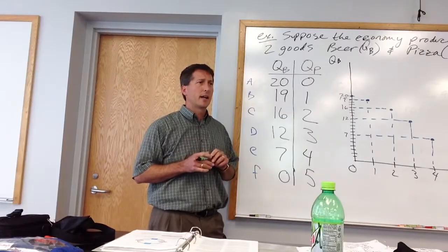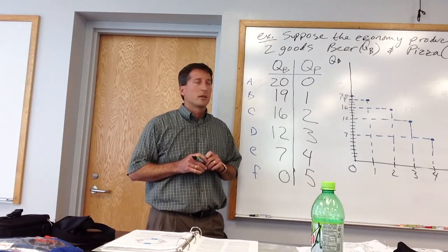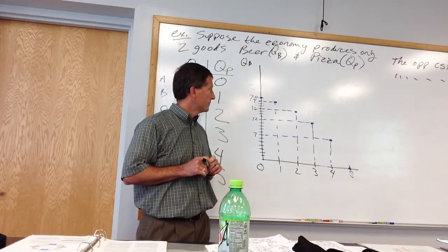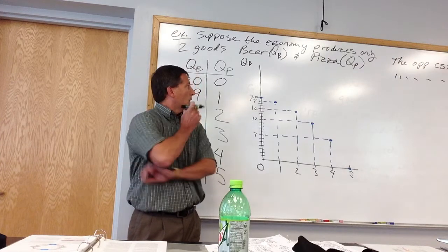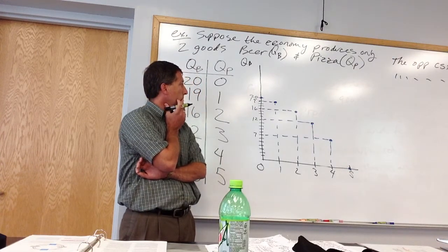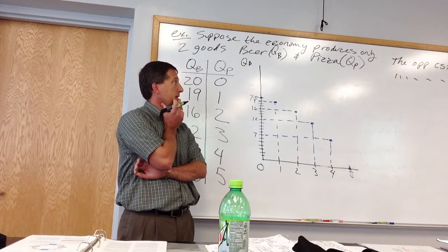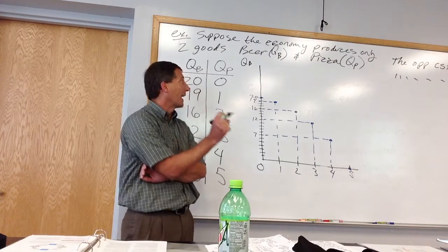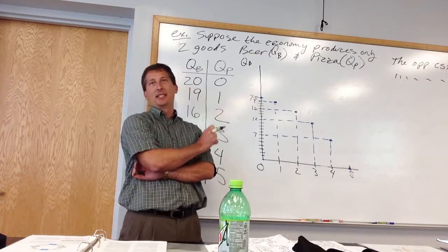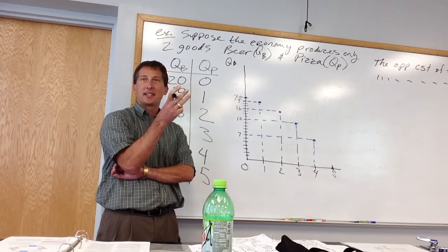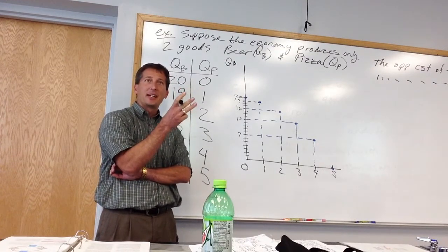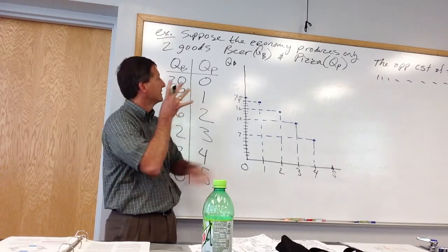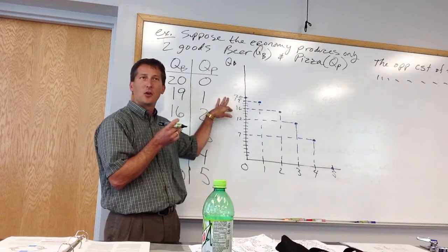Let me make sure everybody's getting caught up here. We're getting into some good stuff. So the opportunity cost of the first pizza, 1 beer. Everybody with me on that? Can I hear yeah? All right. Opportunity cost of the second pizza. Do I hear a yeah? 4. 3, 4.